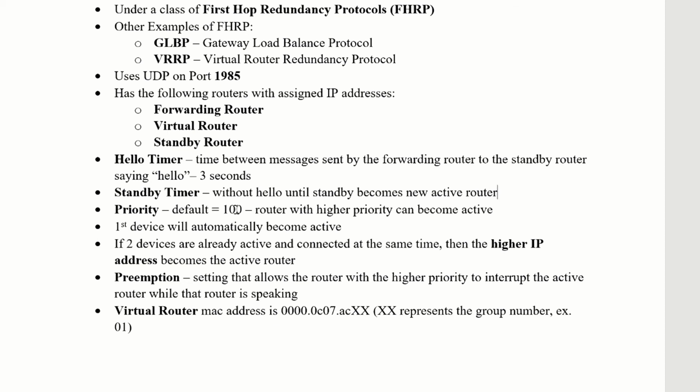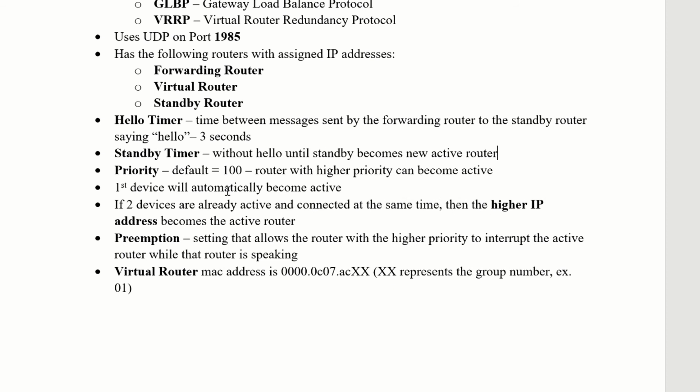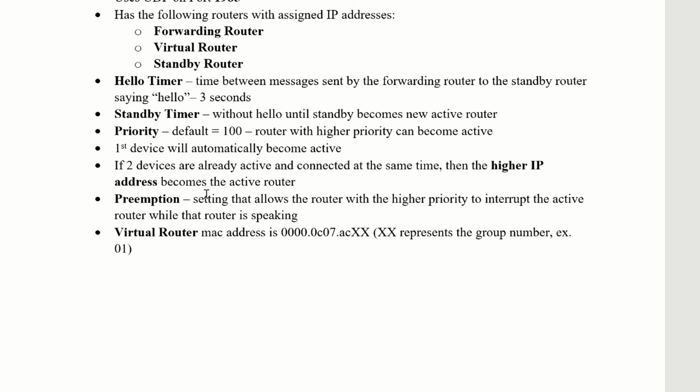There are two timers you need to know, the hello timer and the standby timer. The hello timer is sent by the forwarding router every 3 seconds just to the standby router, saying hello and letting it know that it exists. The standby timer is the amount of time that the standby router will wait until it gets concerned that it hasn't gotten a hello message, and it'll become the new active router. It'll say something must be wrong, so I'm going to become the new active router.